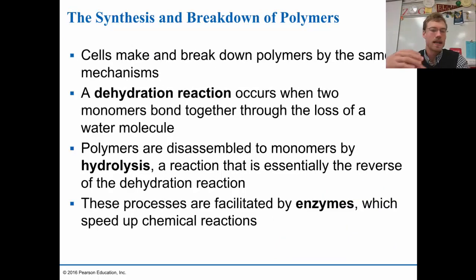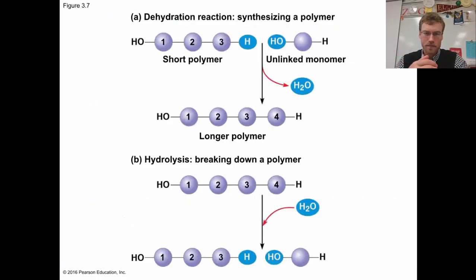Cells are making and breaking down polymers all the time, and they do it via the same mechanism. A dehydration reaction occurs when two monomers bond together through the loss of a water molecule, sometimes called a dehydration synthesis reaction. And then polymers are disassembled to monomers by hydrolysis, where you reverse the process of a dehydration reaction. Both of these are facilitated by enzymes, which help to speed up chemical reactions.